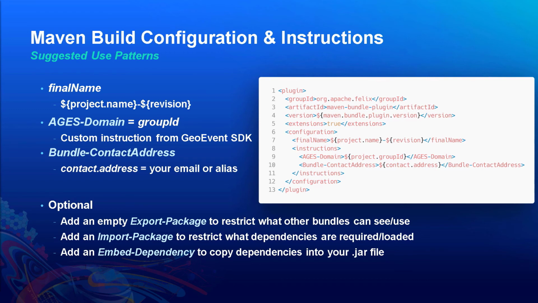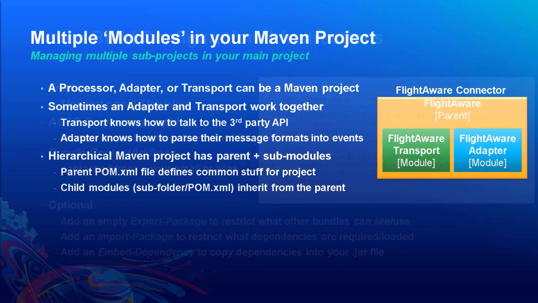Optionally, you can add an export package instruction to restrict what other bundles can see or use from your bundle. You can modify the default import package instructions if you need to make certain libraries optional or omitted, and you can even embed dependencies into your jar file, but this isn't usually recommended unless absolutely necessary.